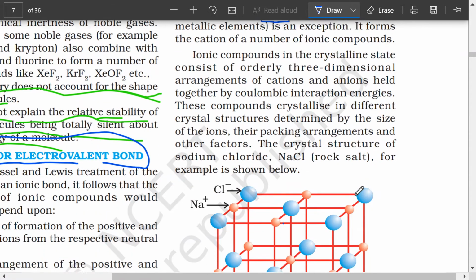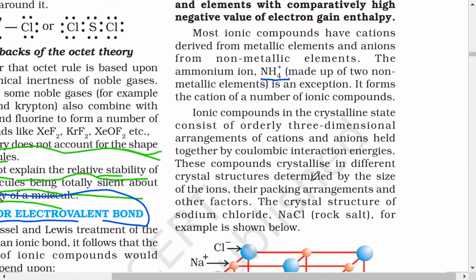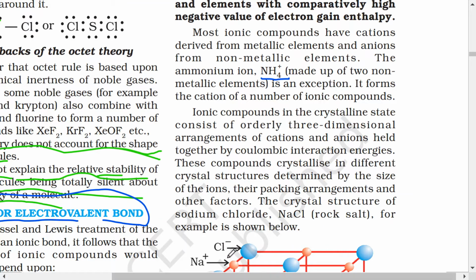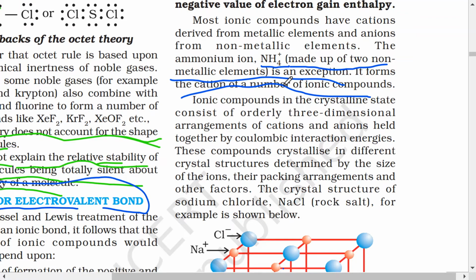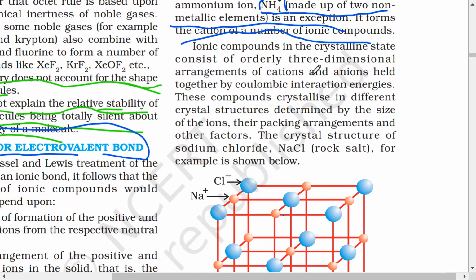The crystal structure of sodium chloride NaCl, for example, is shown below. So this is the complete structure of NaCl. First of all, I would like to make an important point. I'd like to underline this. This is important, right? NH4+ is made of two non-metallic atoms and is an exception. It forms the cation of a number of ionic compounds. What this means to say is that NH4+ is an ionic bond, but both are non-metals, right? Then also they are ionic bonds.